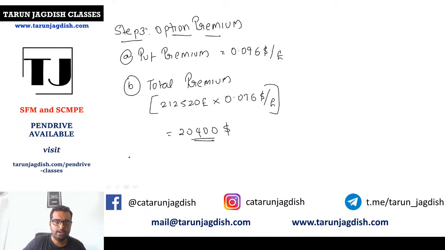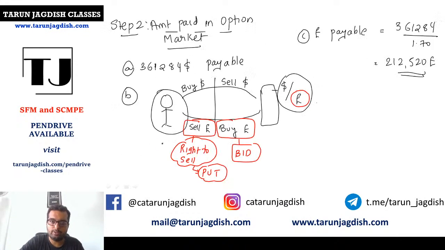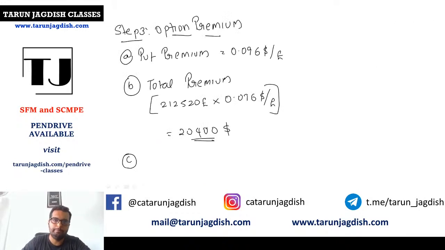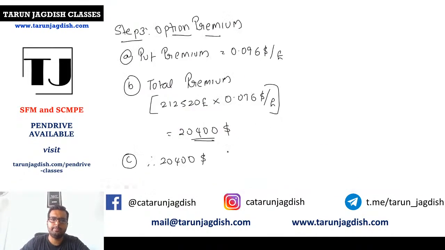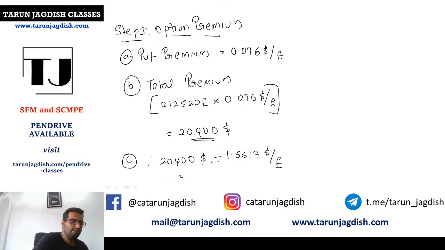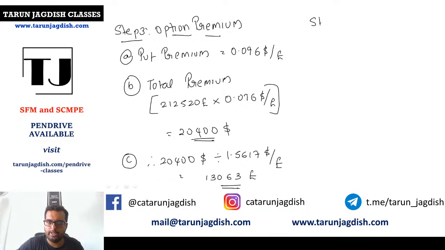$20,400. Alright. Now tell me, where am I? Am I in UK or US? I am in UK, so I need to get sterling for this. For which I will use a spot rate, because premium has to be paid upfront. What is the spot, bid rate or ask rate? It will be the spot bid rate. Therefore, $20,400. What is the spot bid rate? 1.5617 dollar per sterling. I will divide. Once I do this, I will get the answer as 13,063 sterling. This is step 3.